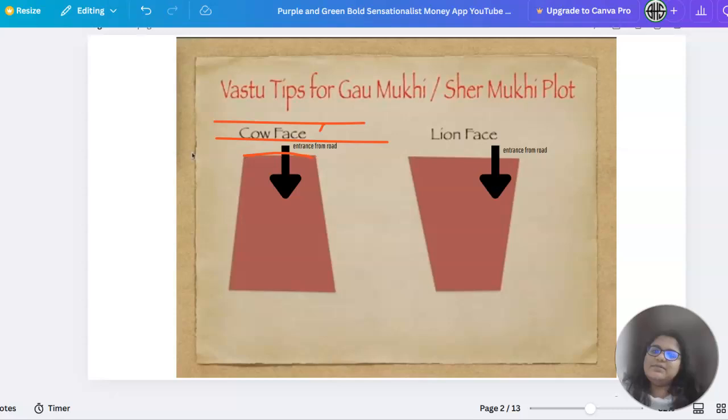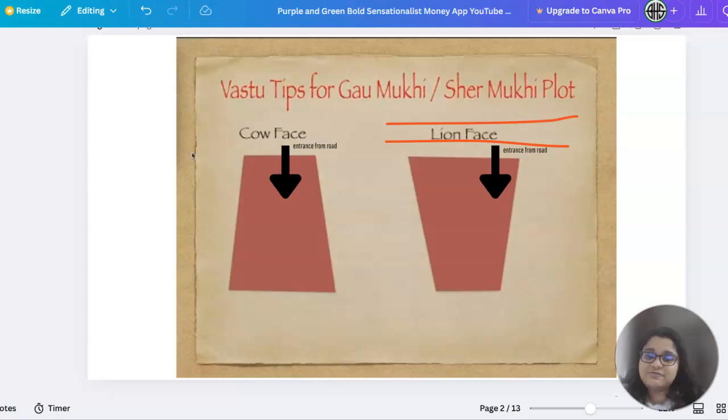Now let us consider the same thing for a lion face plot or Shermukhi plot. Let us consider a road is running like this. Okay. Now when a road is happening like this, the front end of the site is a wider one, while the rear end is a shorter one, or a less broad one. So for a residential plot, the whole purpose is you want to keep it private. You only want to keep it to the end user of the space. You don't want the visibility to increase. But here, since this is a broader entrance that you have, it acts the opposite of it. So for a residential plot, a Shermukhi plot is not considered auspicious.